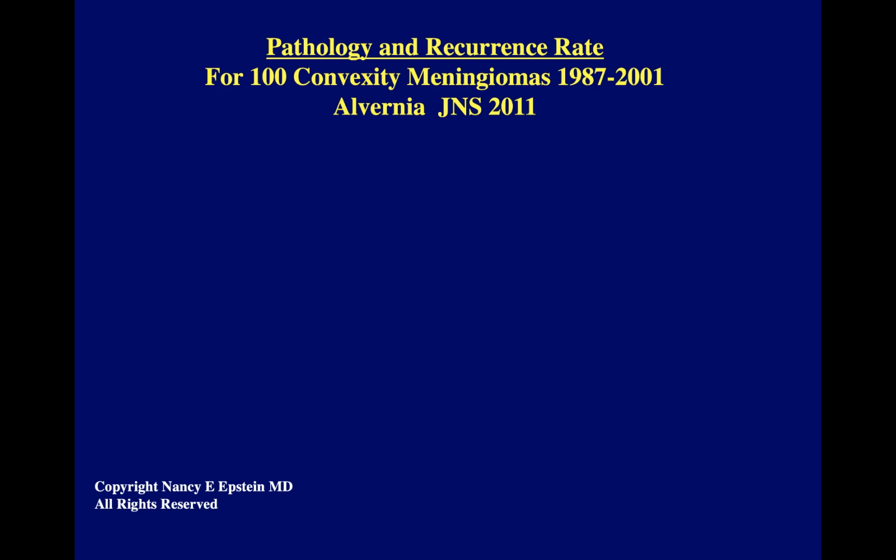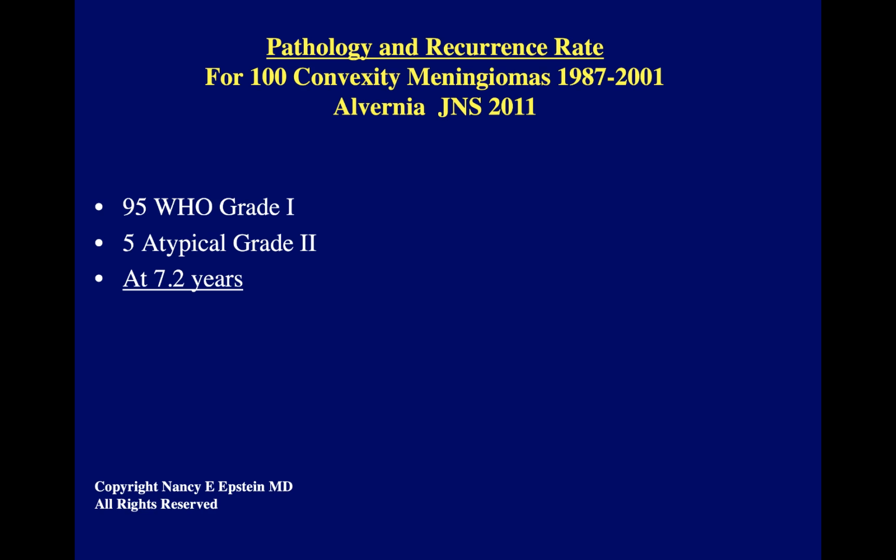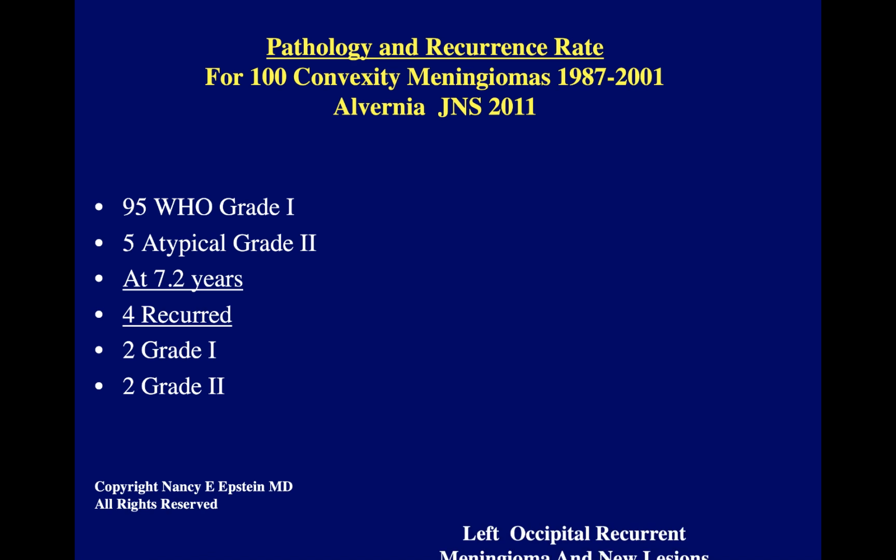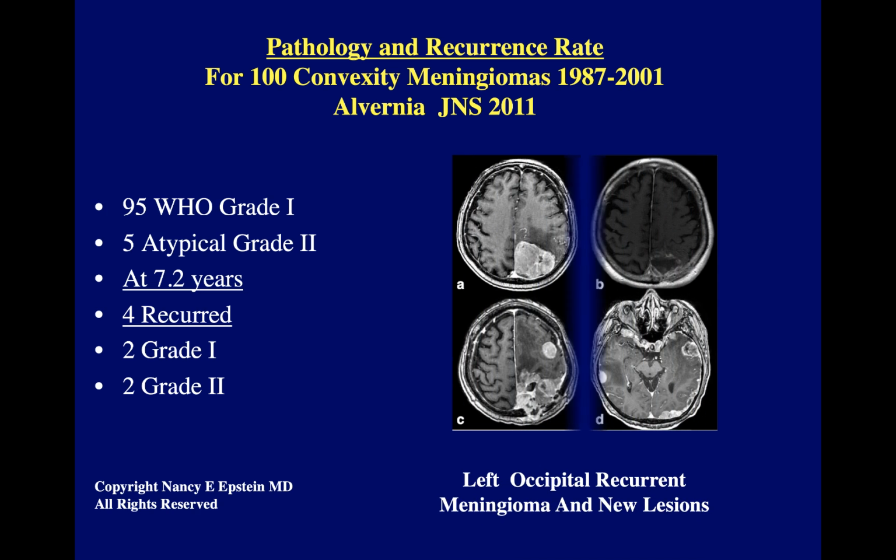The pathology and recurrence rate for these 100 convexity meningiomas from the Alvernia series: 95 patients were WHO grade 1, and 5 were atypical grade 2 tumors. At 7.2 years, 4 tumors recurred. 2 were from the grade 1 and 2 from the grade 2 categories. And here's an example of a left occipital recurrent meningioma as well as new lesions. So here is your left recurrent lesion, some pouting through the previous operative defect, and incidental new daughter lesions in the left temporal region and the right temporal region.